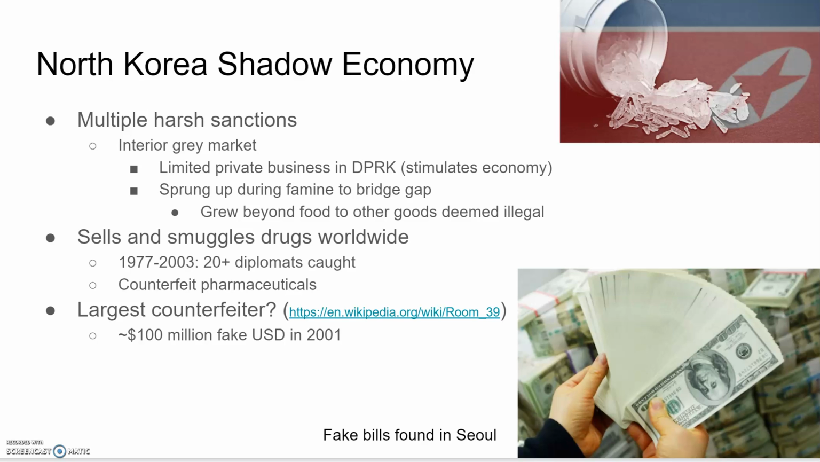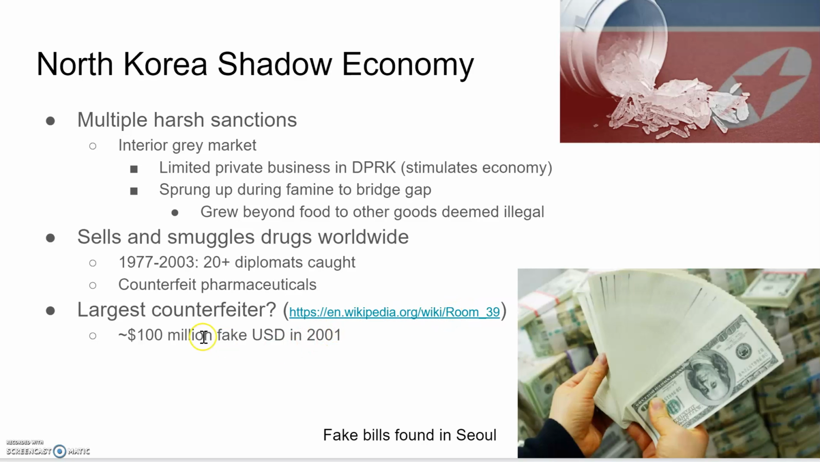They also counterfeit pharmaceuticals and sell those. They may possibly be the largest counterfeiter of currencies. They have an entire division of their government dedicated to this called Room 39. I embedded a link here.